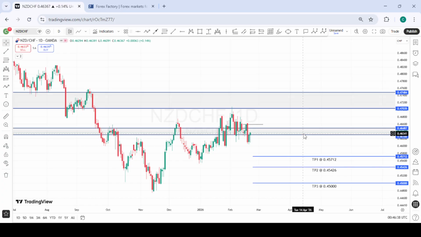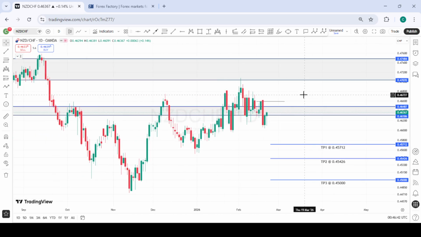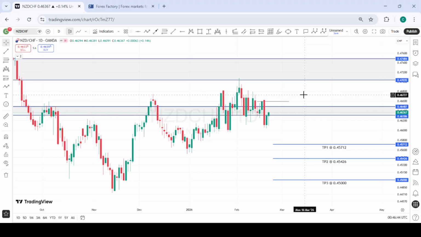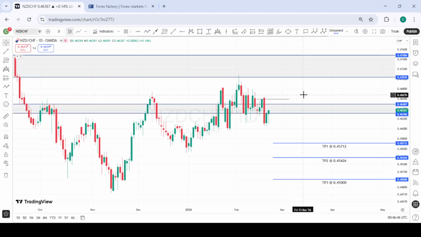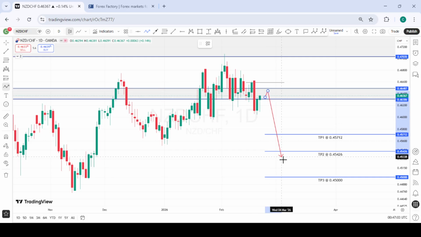This is NZDCHF, and on NZDCHF, structure wise, the daily perspective is bearish, but the weekly perspective is bullish, and then the monthly perspective is bearish. So going into next week, we'll be looking out for a possible reaction from this zone, a possible selling opportunity within this zone right here.